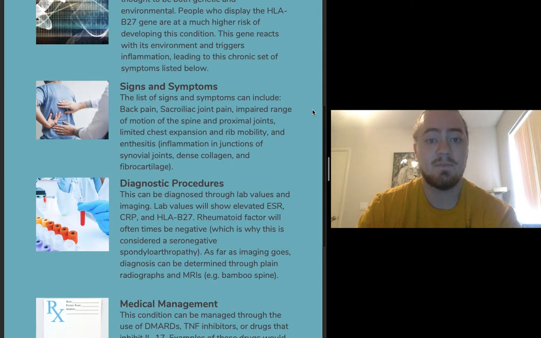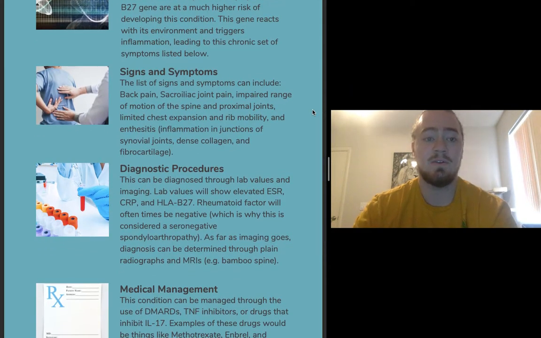So these symptoms can include, but are not really limited to, back pain, sacroiliac joint pain, impaired range of motion in your spine. You also might see some limited chest mobility and chest expansion and rib mobility, and might even see a little bit of pain with breathing and things like that.